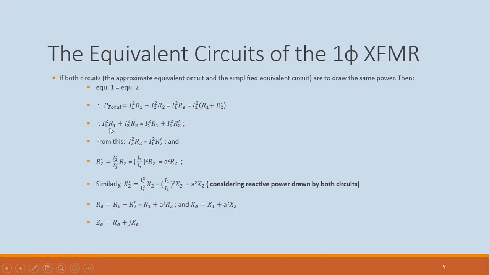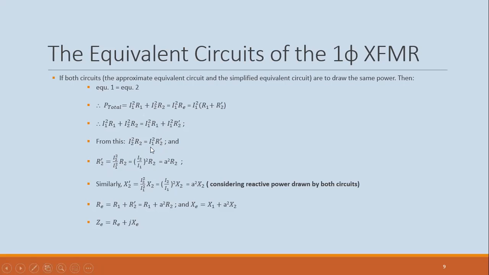So equating, we see that I1 square R1 is on both sides of the equation, so that can be cancelled. So therefore, we are left with I2 square R2 equal to I1 square R2 prime. Right. And from this, we can make R2 prime the subject of the formula, so we can calculate what R2 prime is, that referred secondary resistance.